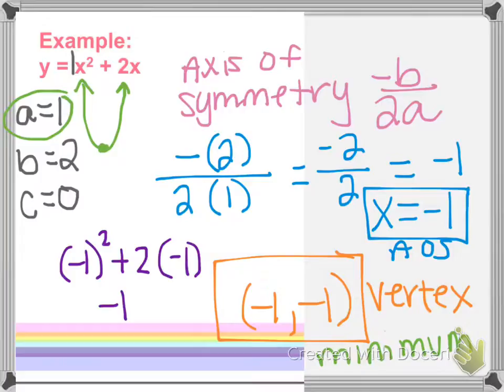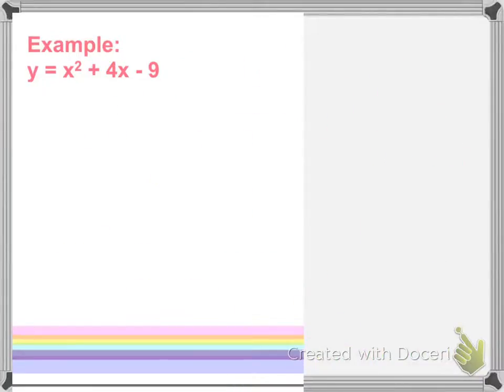And those are the three things you need: the axis of symmetry, the vertex, and then whether it's a minimum or a maximum. So let's do this one start to finish. The very first thing you do is identify a, b, and c. A is always the number in front of the x squared, in this case a 1. B is always the number in front of the x, in this case 4. C is always the number by itself, in this case -9.